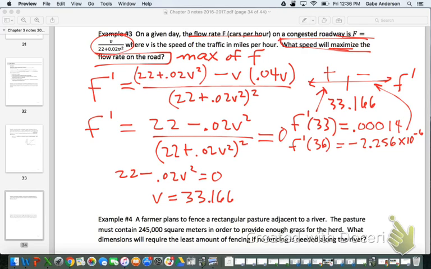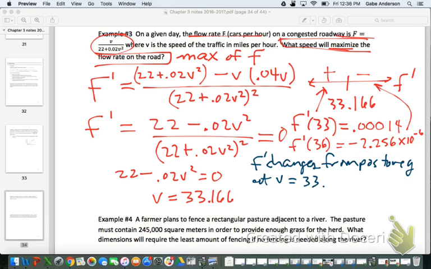So I will write my conclusion down here. F prime changes from positive to negative at, what would it be at? V equals 33.166, at that particular velocity. Therefore, F is maximized at that speed.